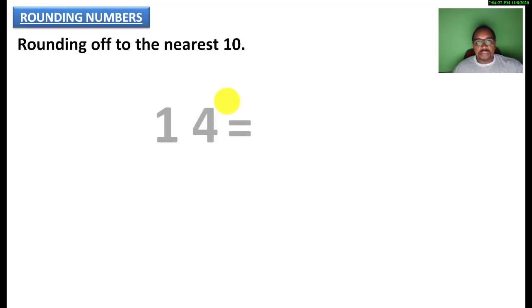Now rounding to the nearest 10. First, we need a number. Our number is 14. Let's begin. Pay attention, right? How can I round this off to the nearest 10? How do I go about doing it? What rules do I follow? 14. 10 and 4 gives us 14. But how do you round it off to the nearest 10?